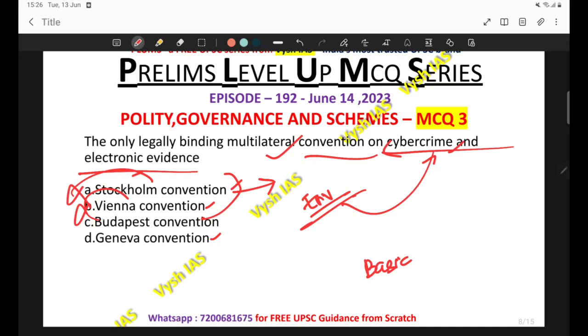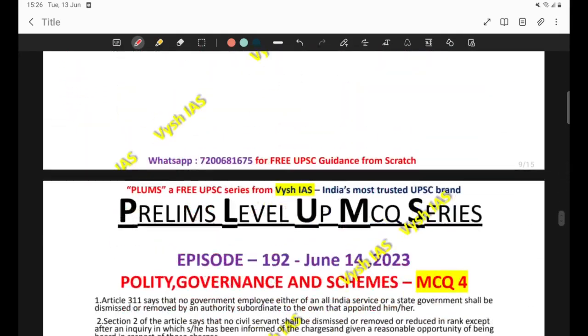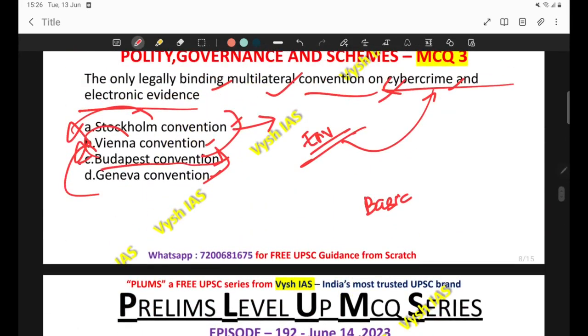Okay, so now come to C and D. Here you have to make a check, because these are close options. The correct answer is the Budapest Convention, so please note this point also. The Budapest Convention is the only legally binding multilateral convention on cybercrime and electronic evidence. So the correct answer is C.